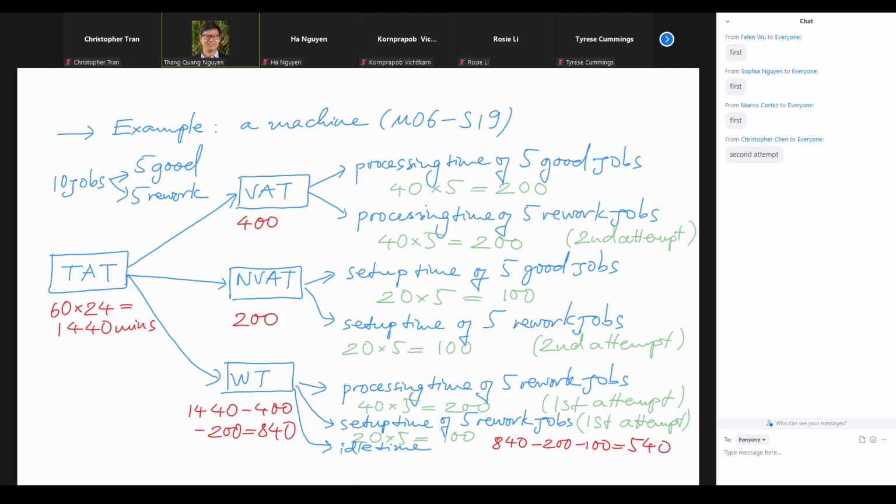So at the end, the very final calculation is OEE, right? It is value added time divided by TAT, equals 400 divided by 1440. Then we have 27.8%. Okay.